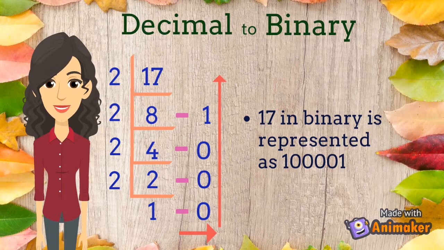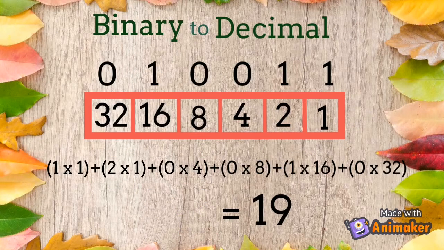Now, start from that 1 and read it from bottom to top. It sounds like 10001. This is the binary representation of number 17. Congratulations! Now you are ready to convert any number to binary. But how to convert a binary to decimal?